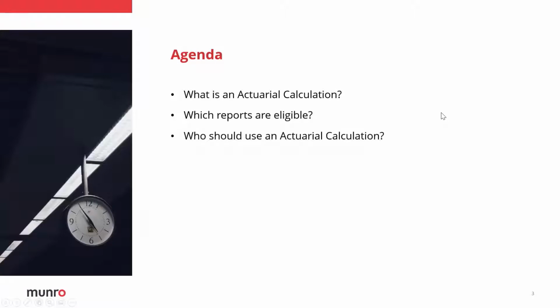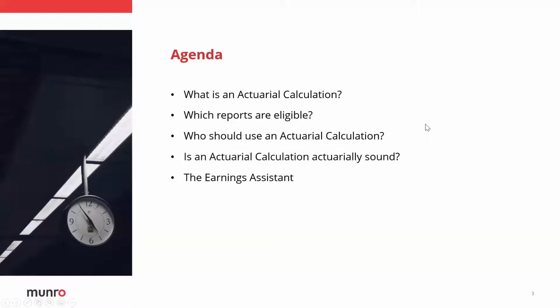We're first going to give you a few little background slides just to set the scene and so we put the actuarial calculation in context. And then we'll dive straight into the demonstration. Those background slides will cover things like what is an actuarial calculation, which reports are eligible for it, who should use an actuarial calculation, is it actuarially sound, and then Dean will start talking about the earnings assistant, which is another platform that is used in the actuarial calculation. And then we'll dive into the demonstration. And then, as Shireen said, at the end, we will have a time for questions.